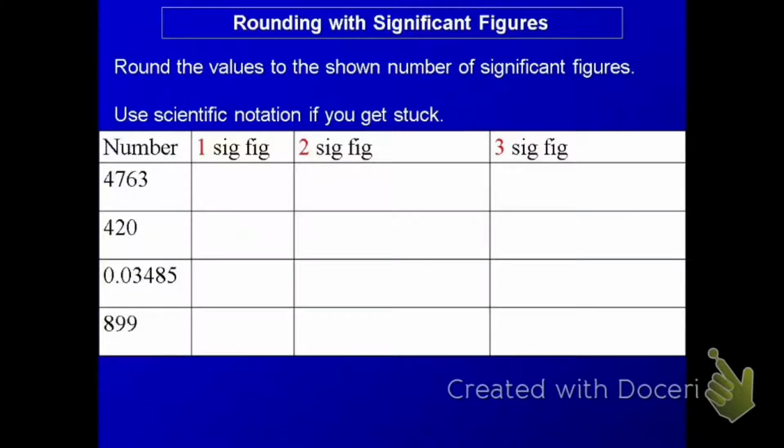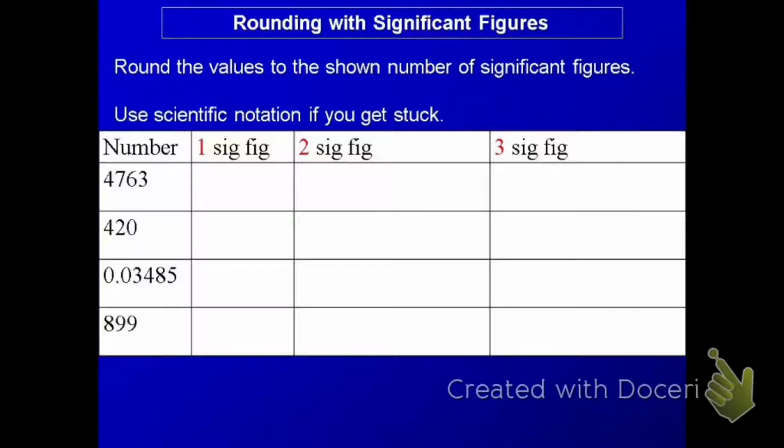Sometimes you will need to round numbers to the correct number of significant figures. So what I have here is an example chart that we're going to work through, where we're going to round the values to the shown number of significant figures. We're going to use scientific notation if we get stuck. So first off, let's just round to one significant digit.